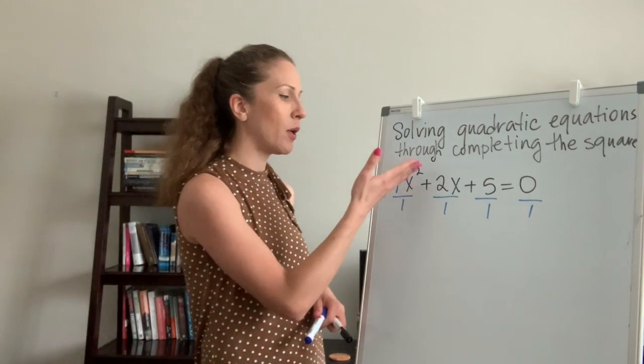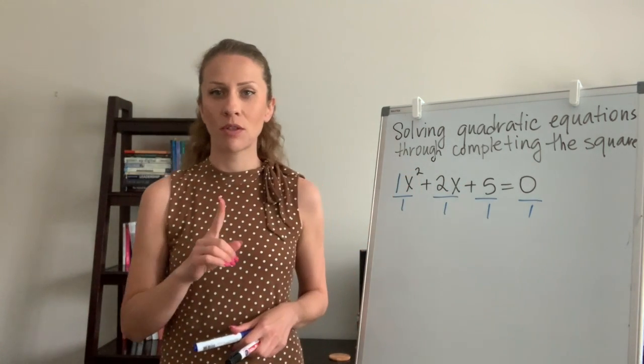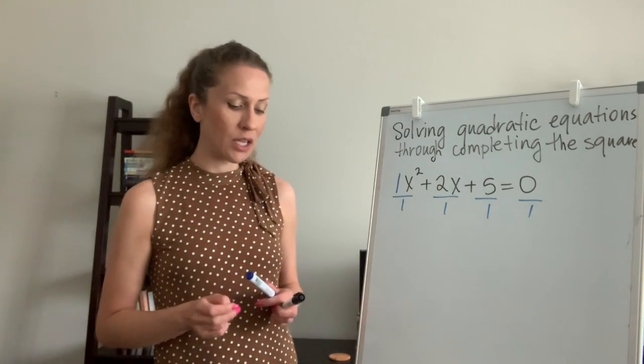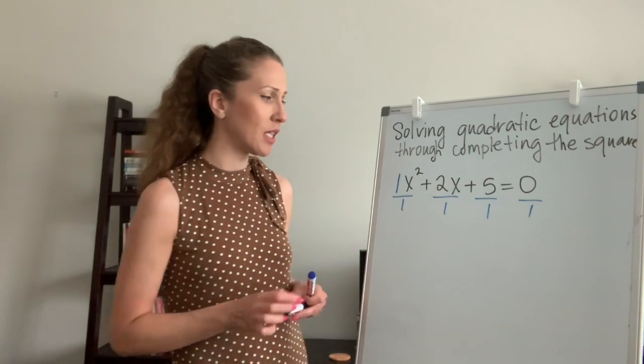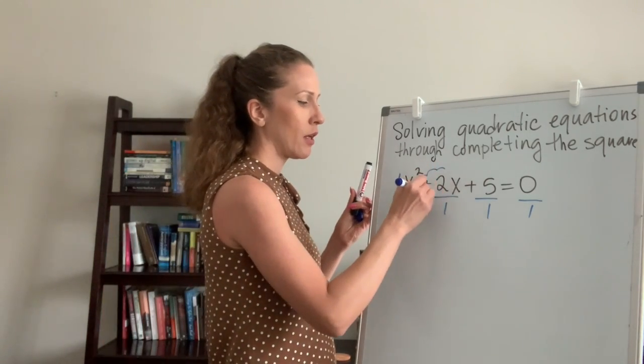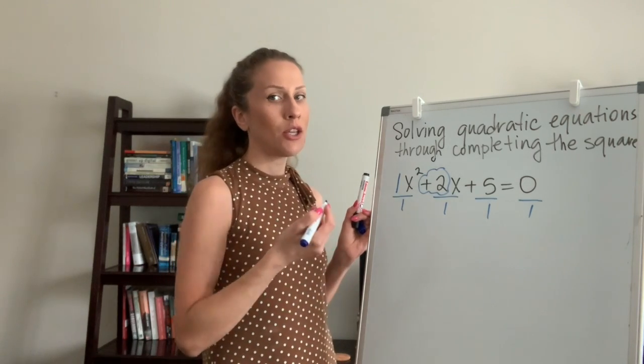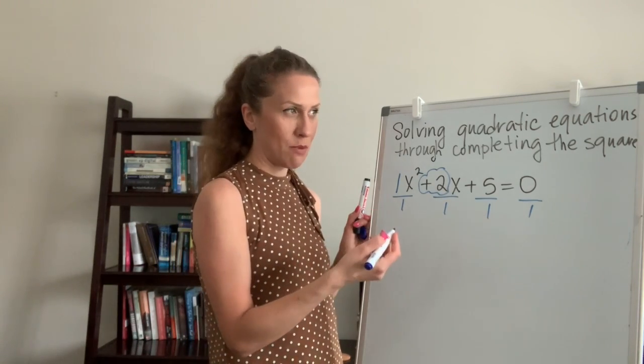So we still have x squared plus 2x plus 5. So that was step 1. Step 2 is to take the number that's next to x. In my case, it's a 2, plus 2 right here. We're going to take that number and divide it by 2. And it just happens to be a 2 divided by 2.